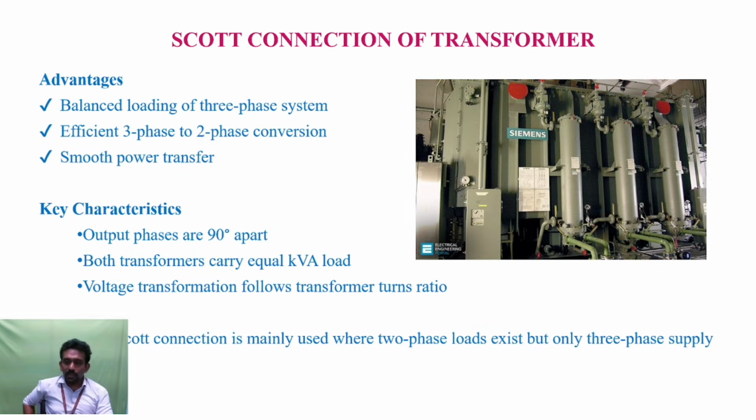The advantages are balanced loading of the three-phase system, efficient three-phase to two-phase conversion, and smoother power transfer. Key characteristics: the output phases are 90 degrees apart, and both transformers carry an equal amount of kVA load. The voltage transformation follows the transformer turns ratio, and the Scott connection is mainly used where two-phase loads exist but only three-phase supply is available.